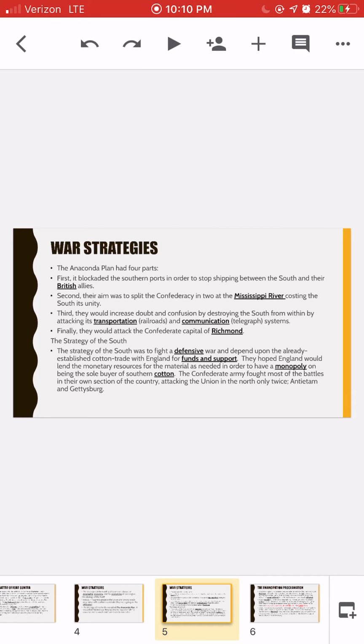And for the South, their strategies were to fight a defensive war and depend upon the already established cotton trade with England for funds and support. They hoped England would lend them resources for the materials as needed in order to have a monopoly on being their sole buyer of southern cotton. The Confederate Army fought most of the battles in their own section of the country, attacking the Union in the North only twice, in Gettysburg and Antietam.